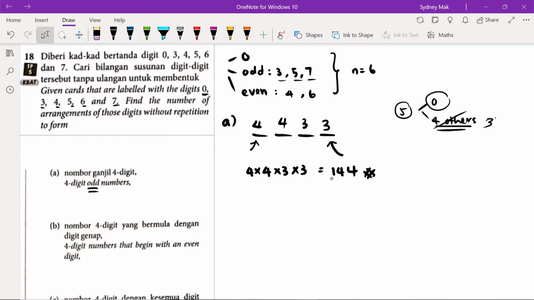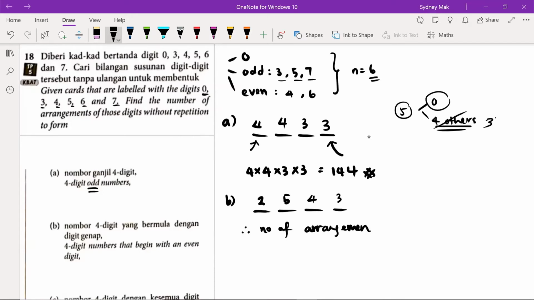Next, 4-digit numbers that begin with an even digit. For B, 1, 2, 3, 4. Any of the 4 numbers, but it must begin with an even digit. For even digits, we have 4 and 6. 0, we don't count. So we have 2 choices here. Once we have chosen one of the numbers, we are left with 5, therefore all these 5 numbers can go in freely. So we're left with 5 choices. After 1 goes in, left with 4 choices, and then left with 3. Therefore, the number of arrangements will be 2 times 5 times 4 times 3. Multiplying, we get 12 times 10, which is 120 ways.